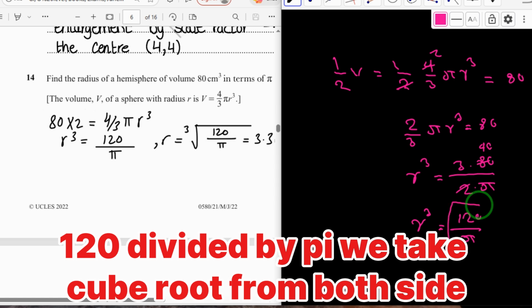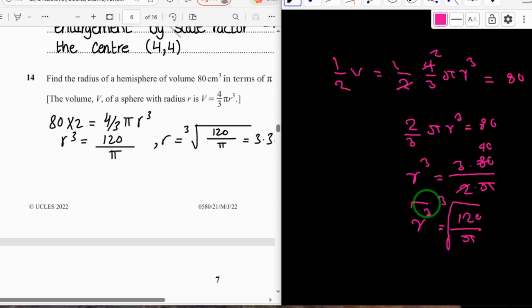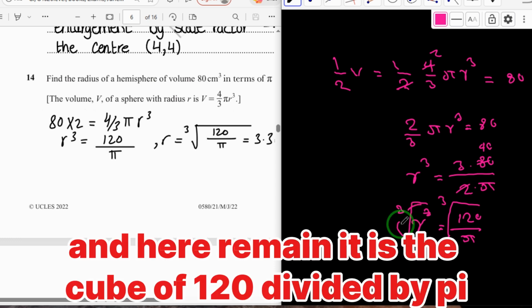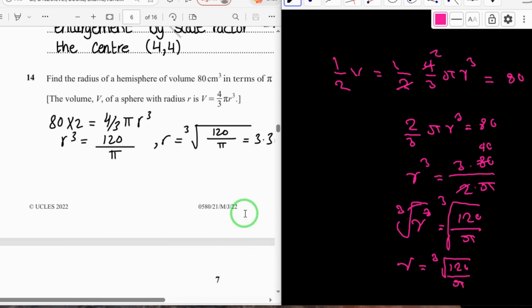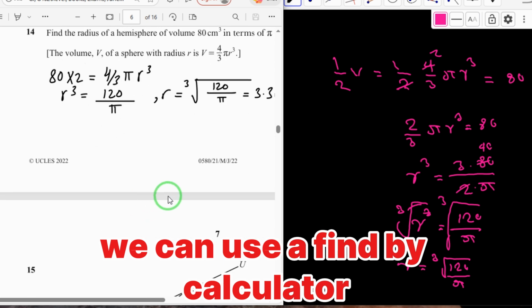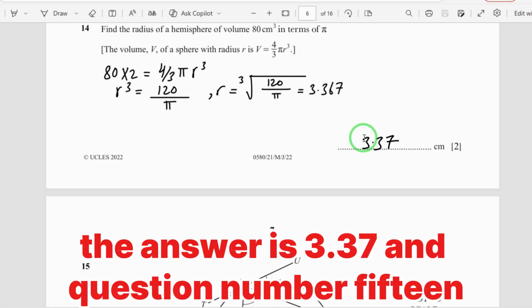We take the cube root of both sides, and what remains is the cube root of 12 divided by pi. This answer we can find using a calculator. The answer is 3.37.